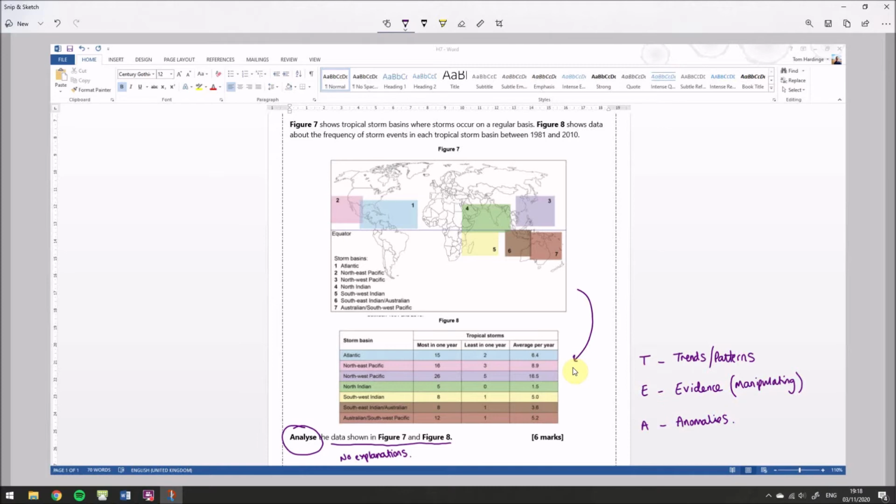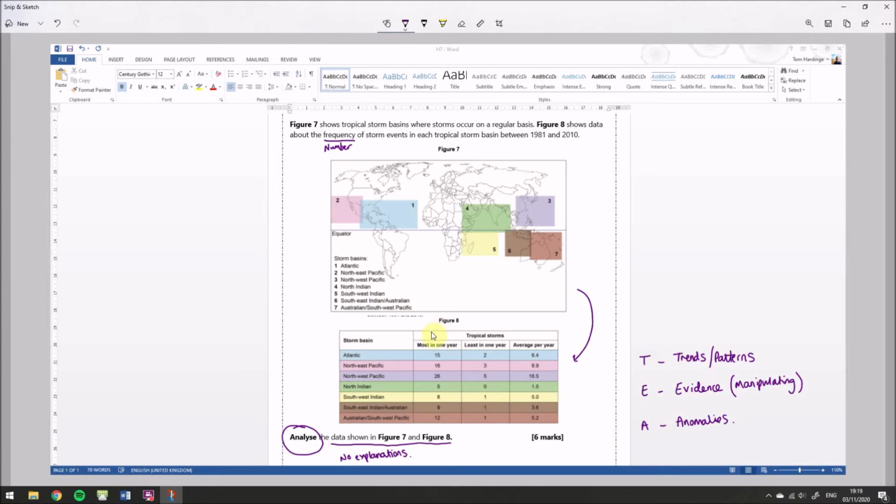Okay, figure 8 shows data about the frequency of storm events. Now the frequency, remember, that is referring to the number of events. So it doesn't give us any indication about the intensity of those events. It doesn't hint at how strong those storms are, what category they are in the Saffir-Simpson scale. It only hints at the frequency of those events. And it gives us the data between 1981 and 2010. So what we need to be doing is looking through this data and as I said earlier, trying to pick out some of the trends and support that with some evidence.